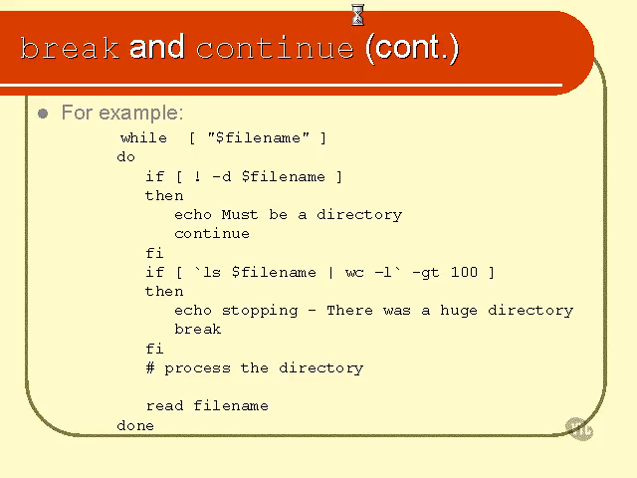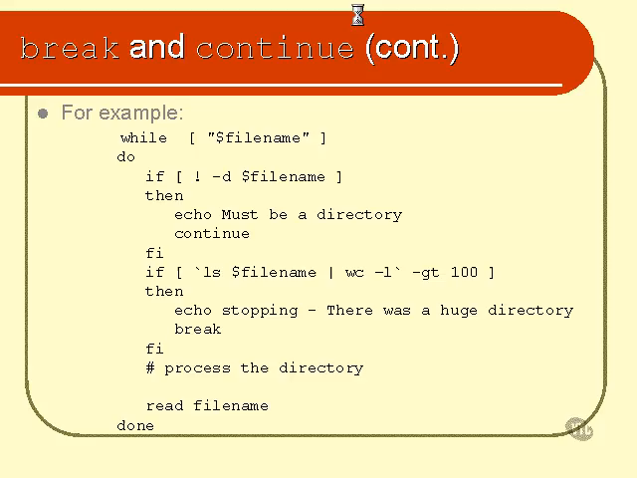Well, it assumes that the file name that they typed in is supposed to be a directory. So the very first thing that we do is we test to see whether it is. And if it's not a directory, then we simply continue, which means that we skip everything after the word continue all the way down to the done and go right back around to the while file name.